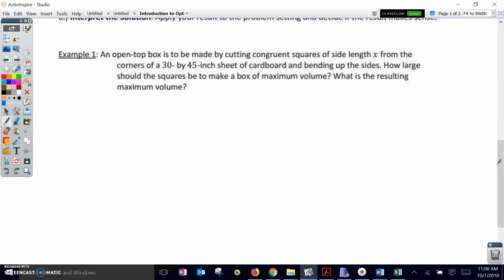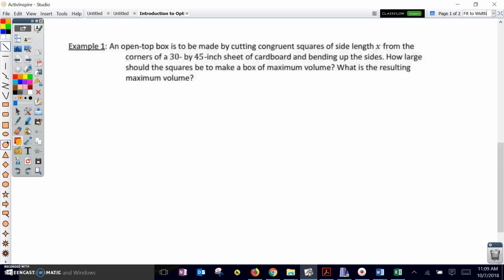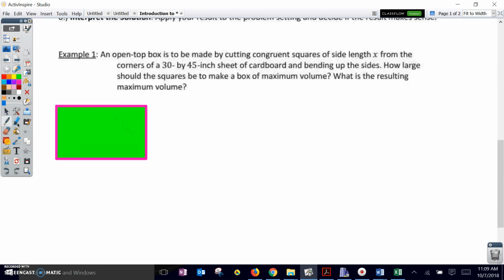An open top box is to be made by cutting congruent squares of side length x from the corners of a 30 by 45 inch sheet of cardboard and bending up the sides. How large should the squares be to make a box of maximum volume? So we've got a sheet of cardboard. My sheet of cardboard is green with a purple border. And this is a 30 by 45 sheet of cardboard.